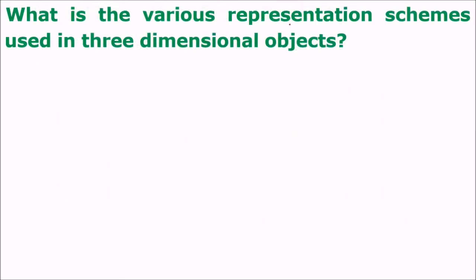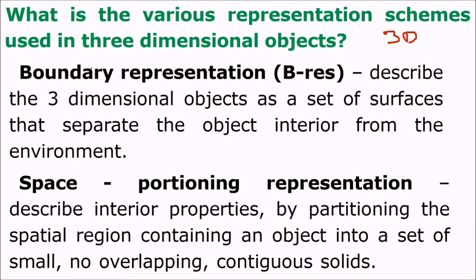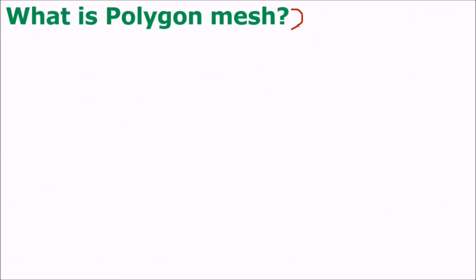What are the various representation schemes used for 3D objects? BREP, that is boundary representation: we describe the 3-dimensional object as a set of surfaces that separate the object interior from the environment. The other is space partitioning representation: we describe the interior properties by partitioning the spatial region containing an object into a set of small, non-overlapping, contiguous solids.